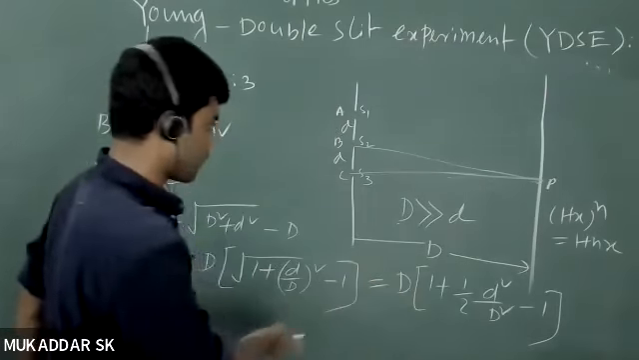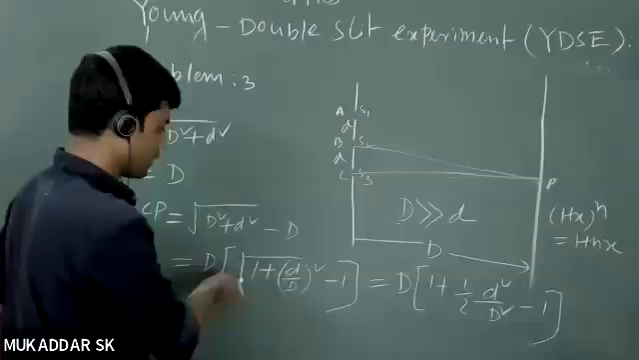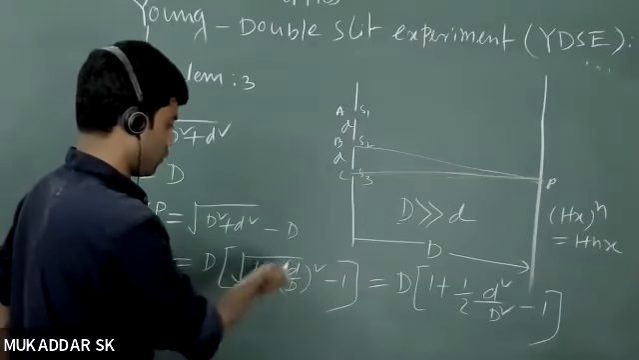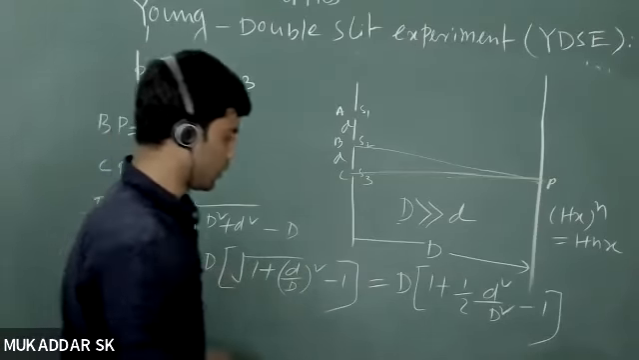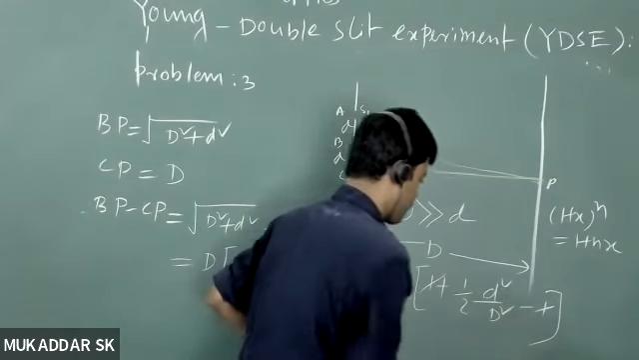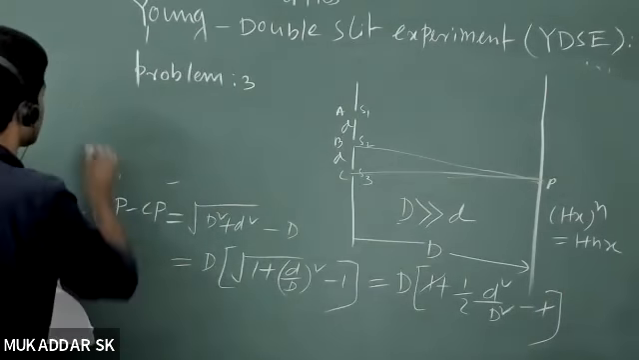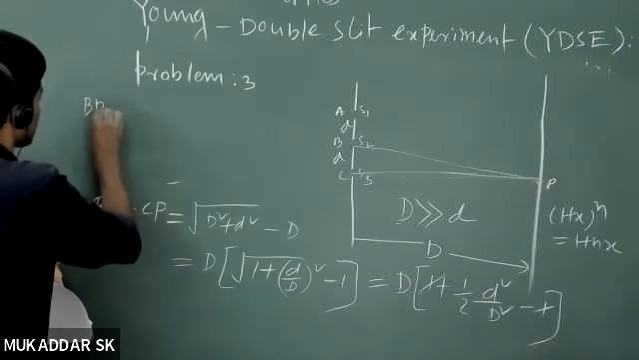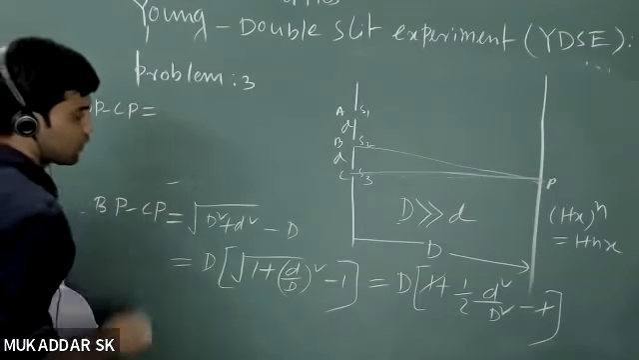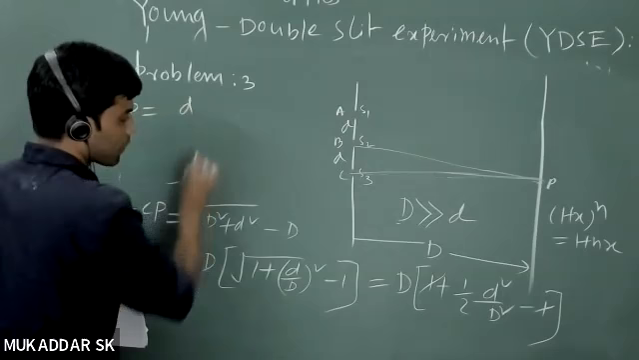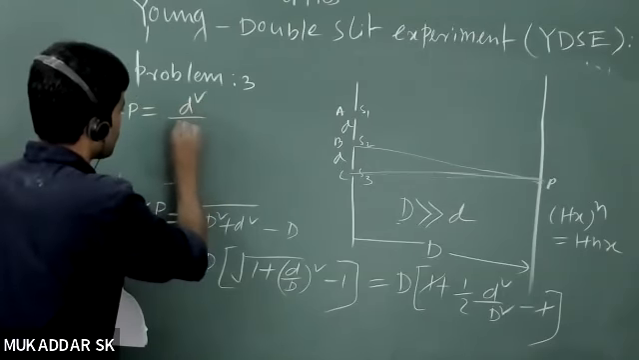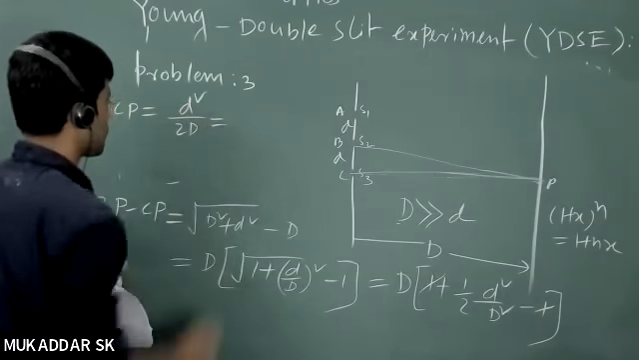So I have done just like this, because n is how much here? n is nothing but 1/2, because this power is 1/2. Now 1 will be cancelled, and you will basically get BP minus CP. How much will it come to? BP minus CP, that you will basically get small d square by twice D, okay?